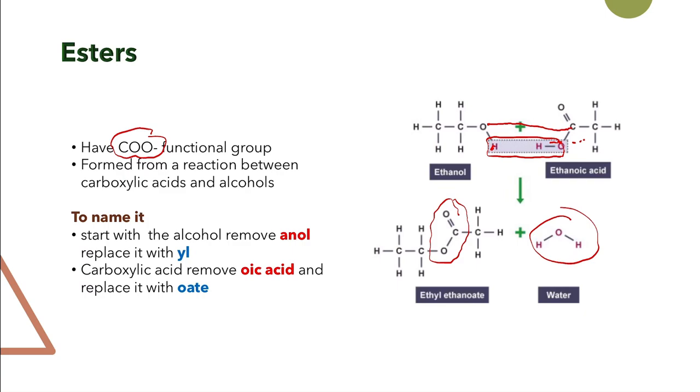So to name esters, first of all, you need to start with the name of the alcohol by removing anol from the alcohol name and replacing it with yl. So for this one, for example, we have ethanol, so we remove anol and replace it with yl, so it's ethyl. And the second part will be the carboxylic acid name, and we remove the oic acid and replace it with oate. So here we have ethanoic acid. So we remove oic acid and replace it with oate. So it's going to be ethanoate. So the name for the ester here is ethyl ethanoate.